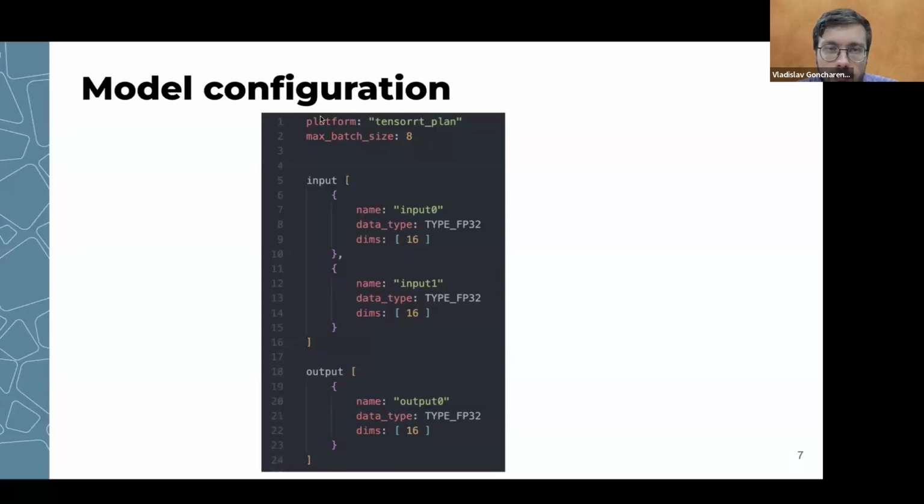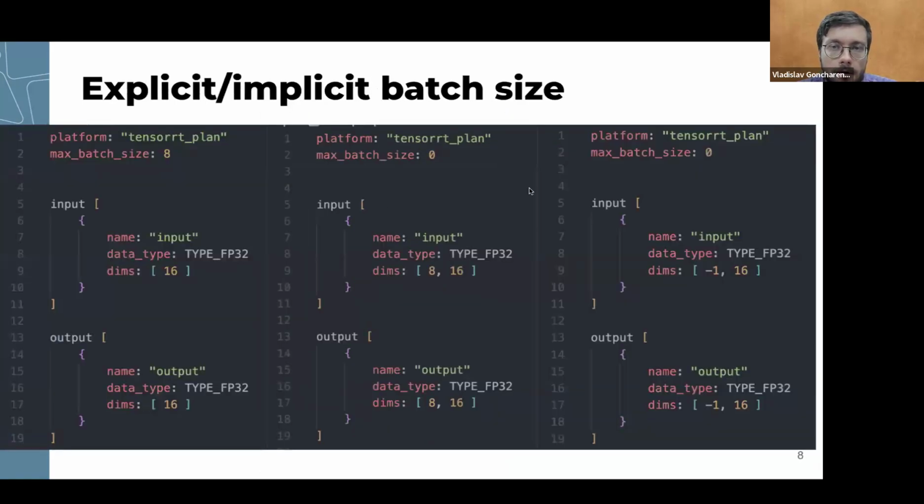So this is the overall structure of that model repository. And if we talk about model configuration, we can choose so-called platforms, so kind of backend. In this case, it is TensorRT. Then the max batch size for that model. You have to describe inputs, their names, types, and dimensions, and you have to describe outputs. So this is the configuration for one model.